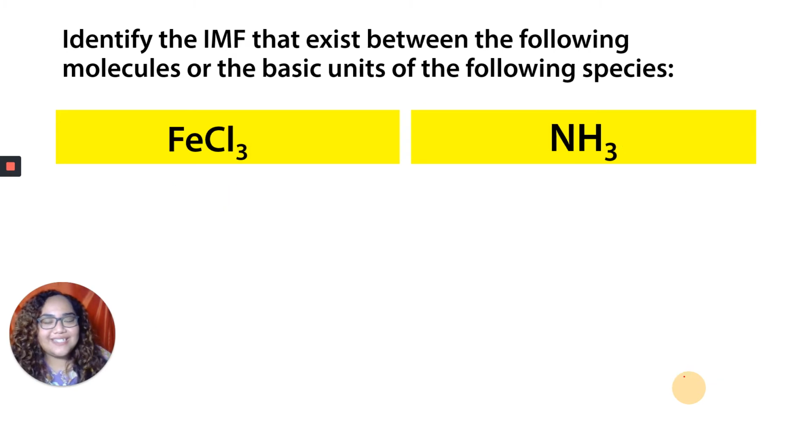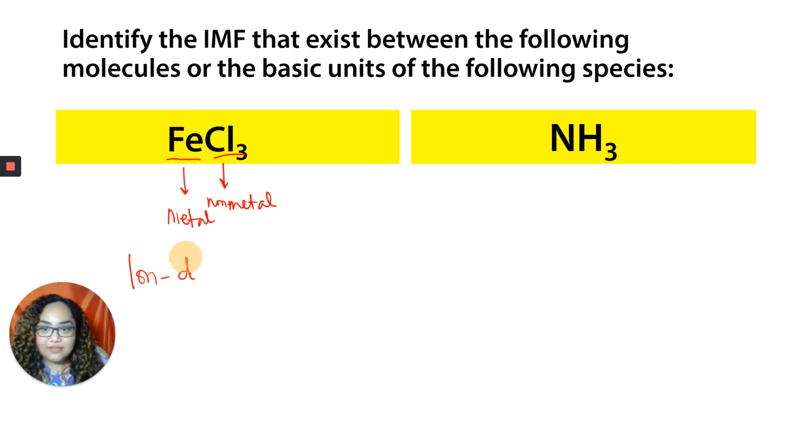Okay, let's look at the second set of examples. You have iron trichloride. I think this is very obvious, right? If you look at iron, iron is a metal and chlorine is a non-metal. What type of metal is iron? Iron would be in the transition metals. So this is a metal and this is a non-metal. So which of the four would have a metal in them? That would be ion to dipole interaction.